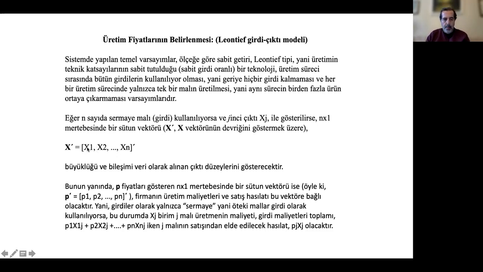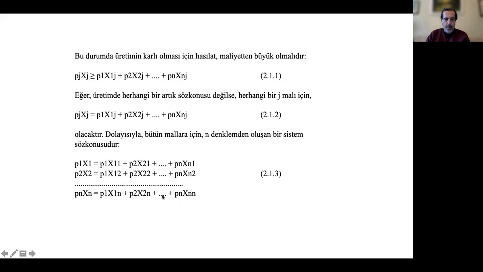So if X is the total production in physical terms, X1 refers to the amount of production within the first sector, X2 the amount of production in the second, etc. And if P is the price vector, a column vector, P1 is the price of the first commodity, P2 is the price of the second commodity, etc. So total revenue will be Pj times Xj, right? Output times price.